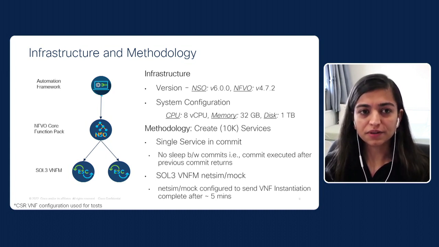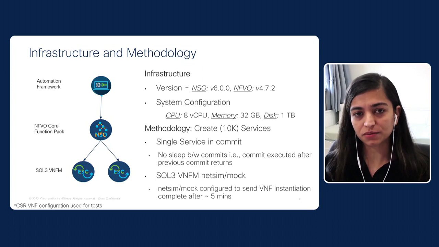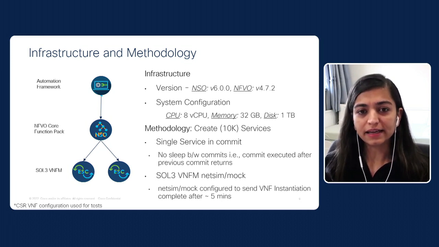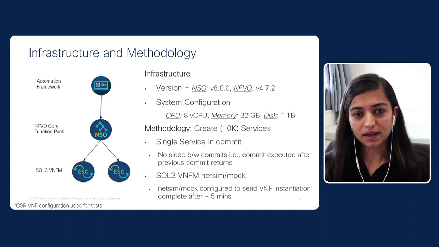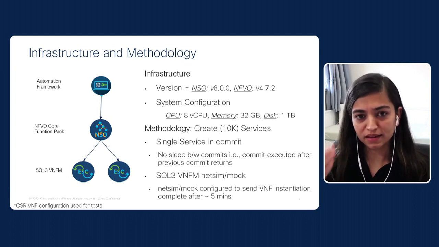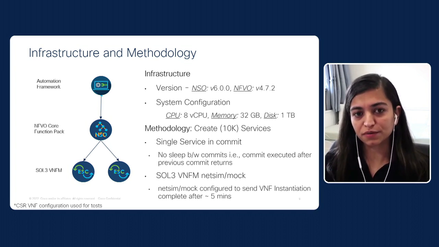In terms of infrastructure, we are testing with NSO version 6.0, NFVO 4.7.2, which is the latest version of NFVO, with the standard system configuration for scale. And the methodology is to create 10K services, one service in a commit, and commits are happening back to back without any sleep. So you commit one service, and then the next service is committed as soon as the commit from the first service is back.